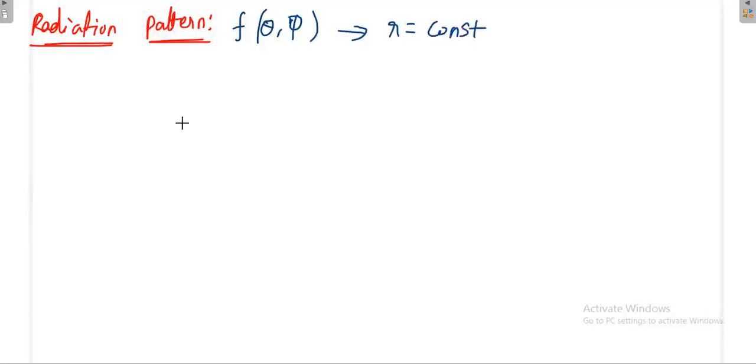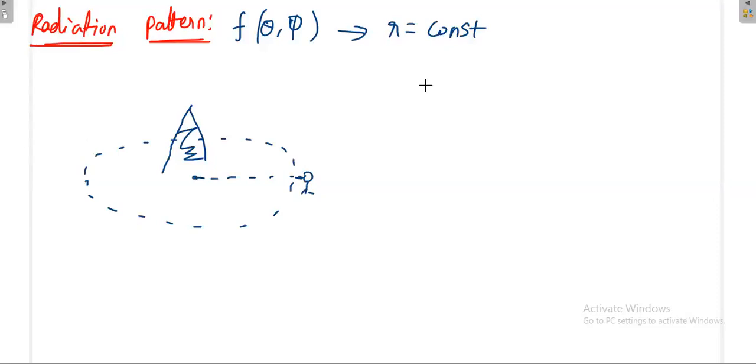Suppose I am having a tower like this. I'm standing on an imaginary circle, and say, for example, this is 0 degree. When I stand here, I am measuring my electric field. I am having one handset. I don't know the nature of this tower antenna, but what I am doing is drawing one imaginary circle around the tower. When I am drawing an imaginary circle around the tower, what is R?